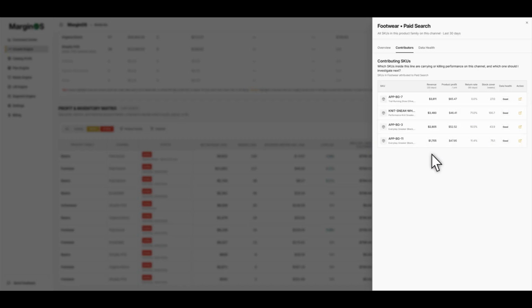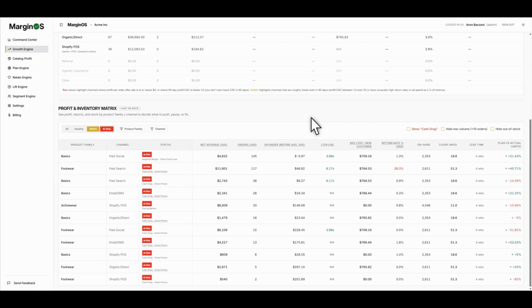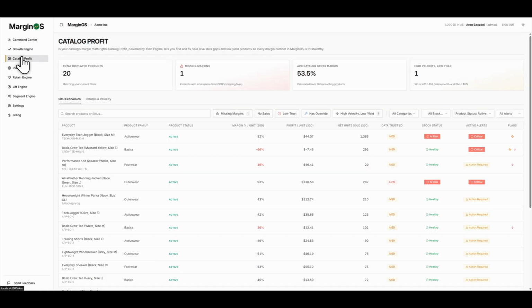After you've found the right channels and product families to care about, the next question is, do we actually trust the SKU-level math, and where are the product-level leaks? That's what Catalog Profit, powered by the Yield Engine, is for. The SKU economics view is your single source of truth for SKU-level unit economics.